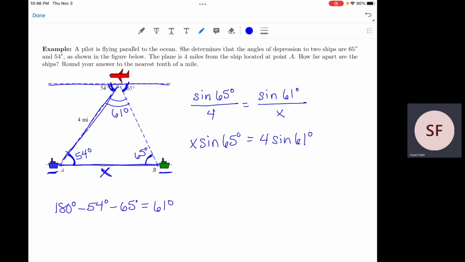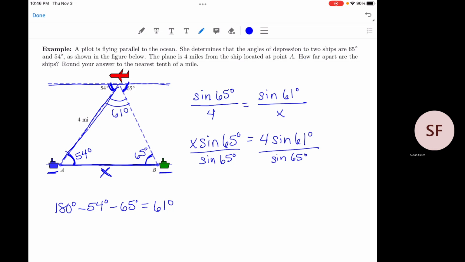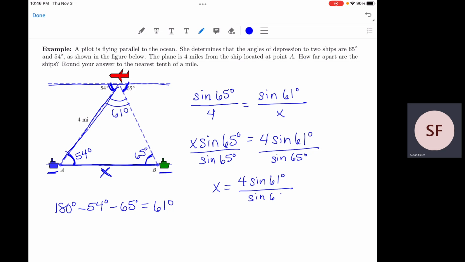And I'm solving for x here, so I'm going to go ahead and divide both sides by the sine of 65 degrees. And that means x is equal to 4 times the sine of 61 degrees all over the sine of 65 degrees. That you can kind of plug and chug in your calculator. When I did that, I got 3.86. So that means the length from A to B is 3.86.